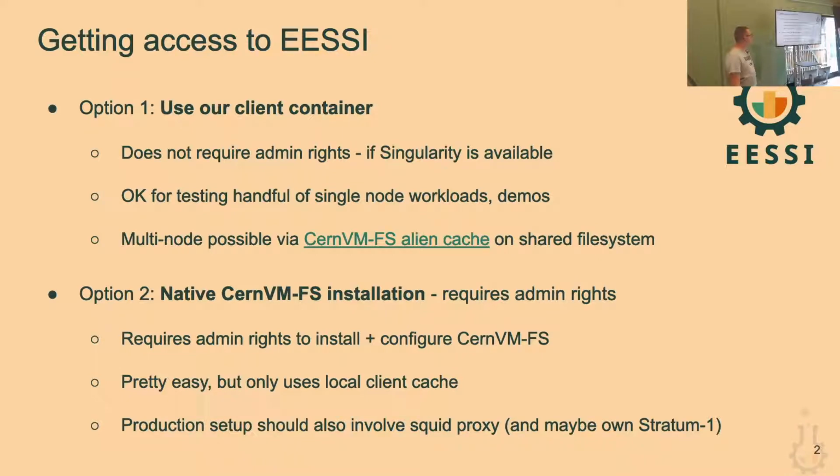The other option, the more interesting one, if you're looking into the production install of EESSI, making it available in your cluster, is a native CVMFS installation, configuring that and making sure you can access that. It only uses a local client cache, but again, if you want to be a good citizen and not hammer our Stratum 1s, you should either set up a proxy, so like a cache within your network, that's a partial cache, or a full mirror, your own private Stratum 1 that has a full copy of everything. So you can basically talk to that rather than to the public Stratum 1s and hammering our network.